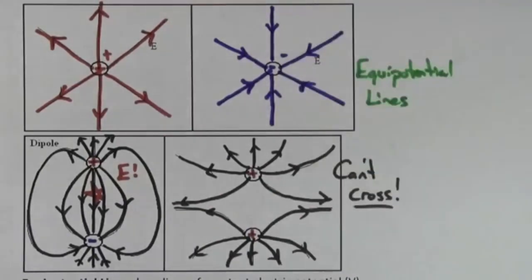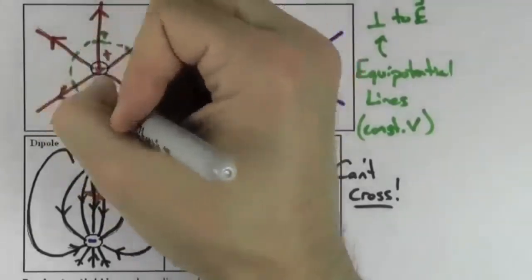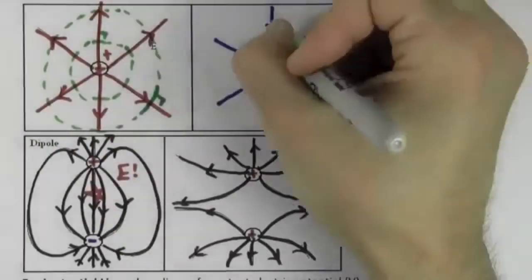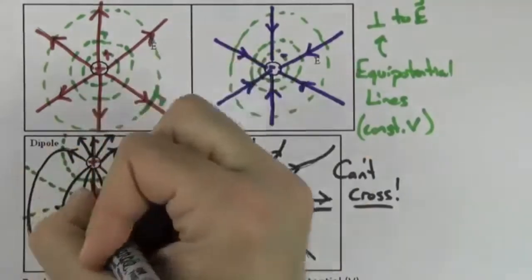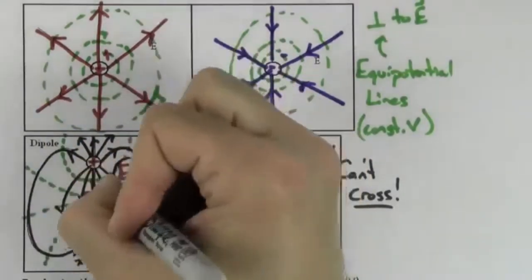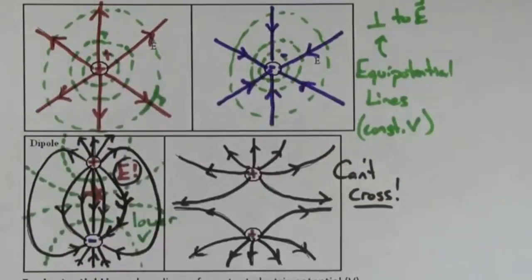Equipotential lines are lines through space where the V value, the electric potential, is constant along that line. Equipotential lines must always be perpendicular to the electric field lines in a region. Also, where the equipotential lines are most closely packed together, that's where the electric field is going to be greatest. And again, remember, the electric field lines always have to point toward lower V, or lower electric potential.